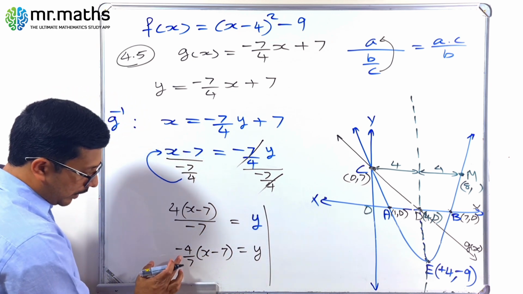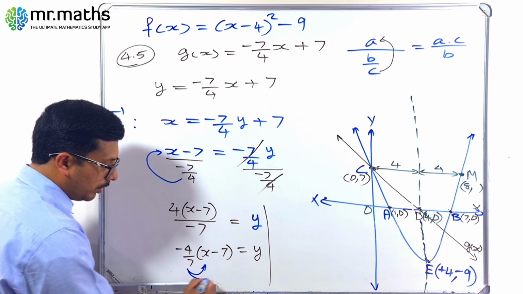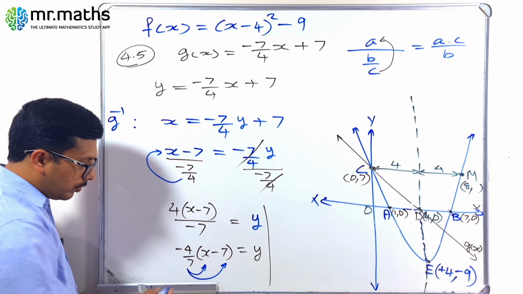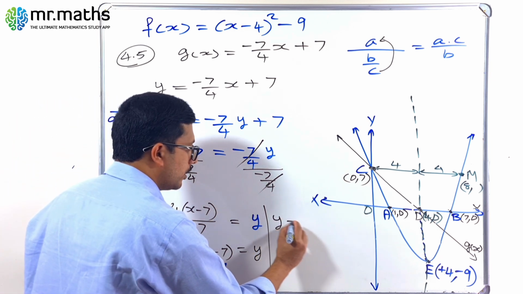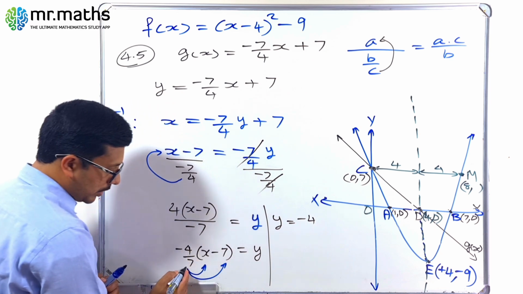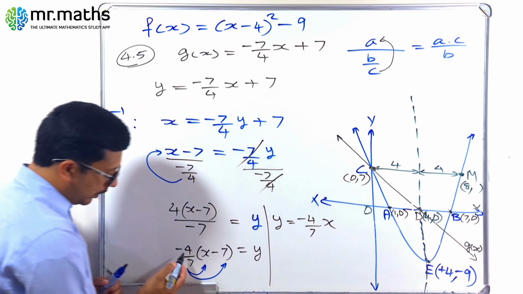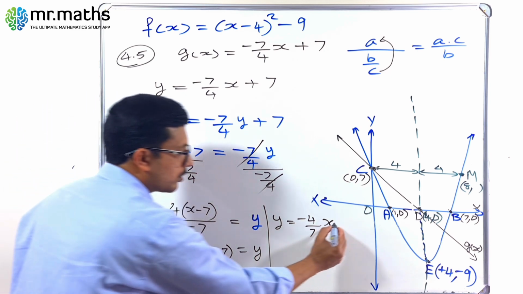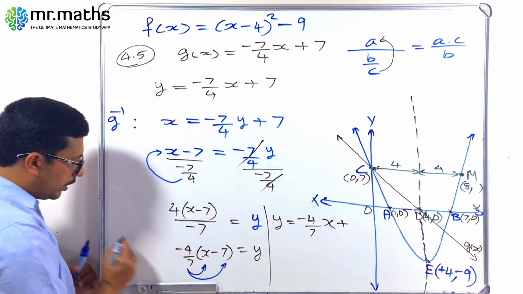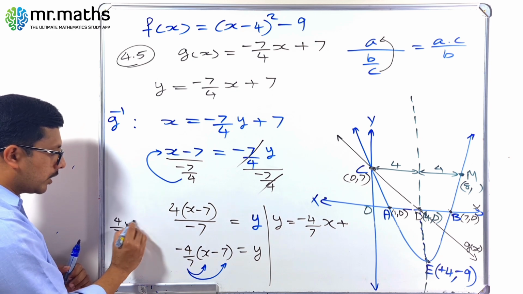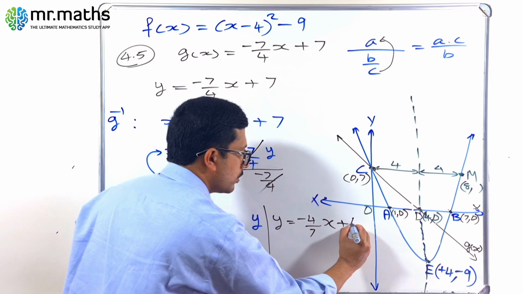So expand the bracket. You have to multiply one by one. First you multiply this one, then you multiply this one. So y is equal to minus 4 over 7 times x, that is minus 4 over 7 x. Then minus into minus is positive. Then 4 over 7 times 7: 7 and 7 cancel, remaining is 4. So it is plus 4.